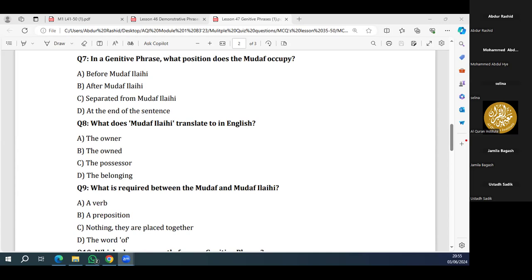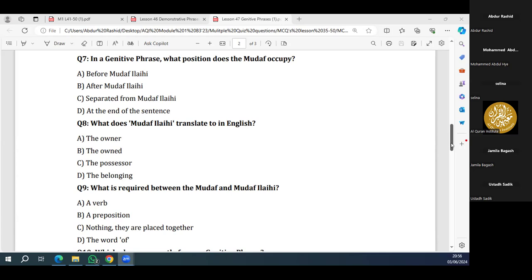Mudaf comes first, okay? It took me some time when I was at the beginning stage. I used to get confused about which one comes first. You just have to remember the phrase. Mashallah, I think everyone got that. You just have to remember mudaf ilayhi. We say the mudaf first, then we say the mudaf ilayhi. So that's the correct answer.